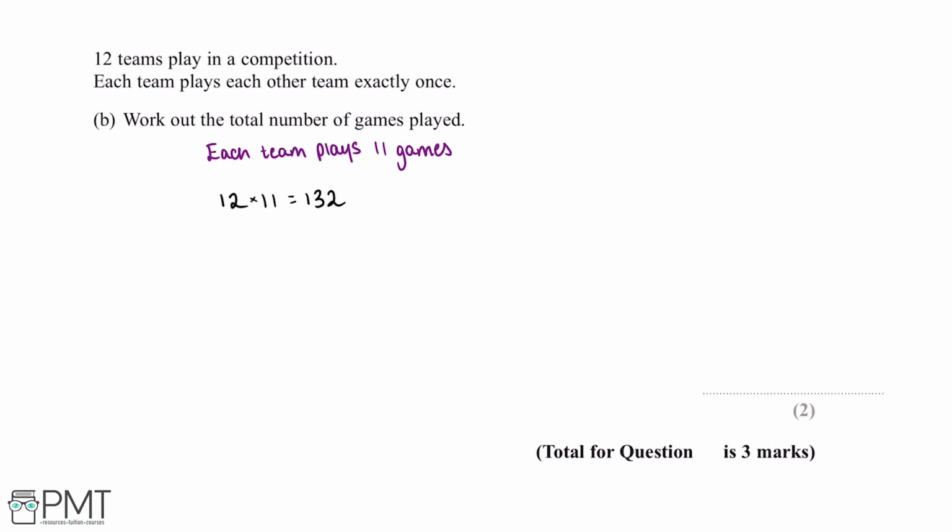Now if we think about it, because there are 2 teams in each game, we have effectively double counted each of these games. So in order to work out the total number of games played, we want to divide our answer by 2, and this gives us an answer of 66. Now this question's worth 2 marks. We'll get our first mark for starting a method to work out the total number of games played, and our second mark for the correct answer.